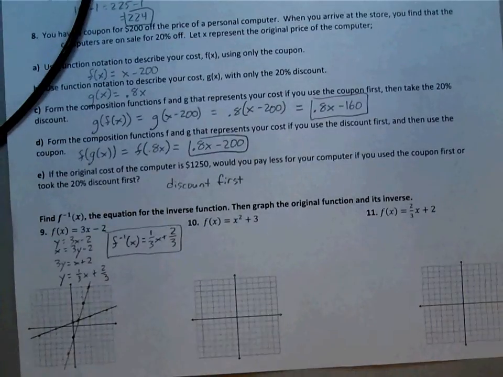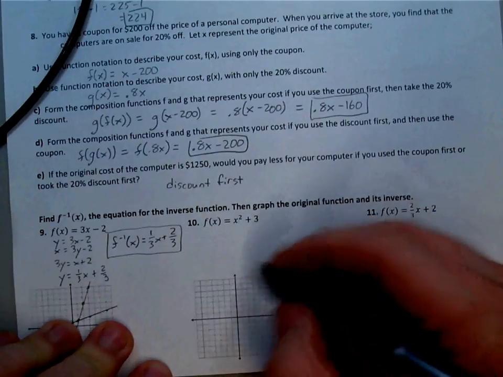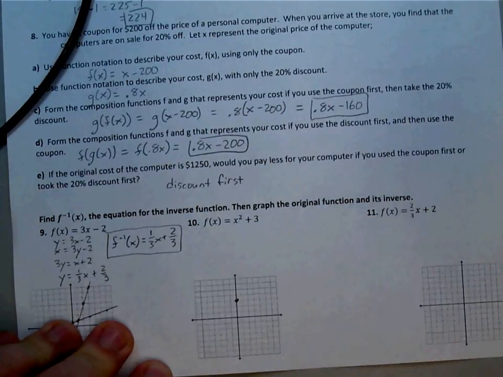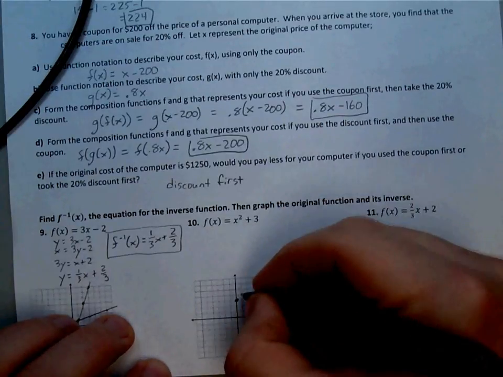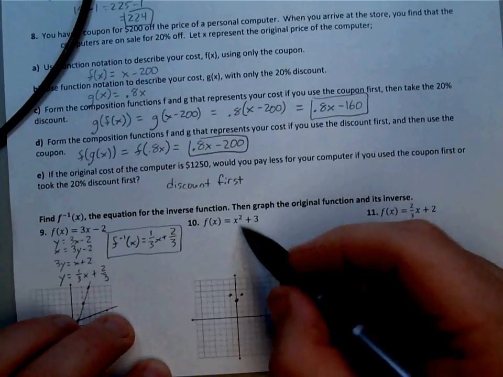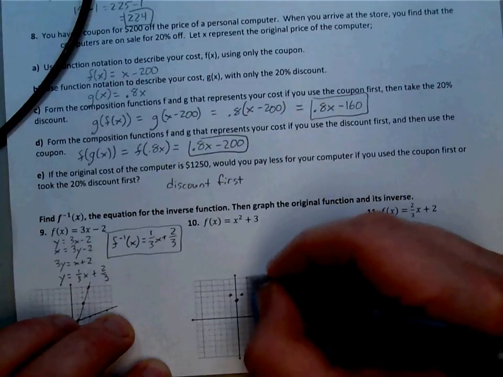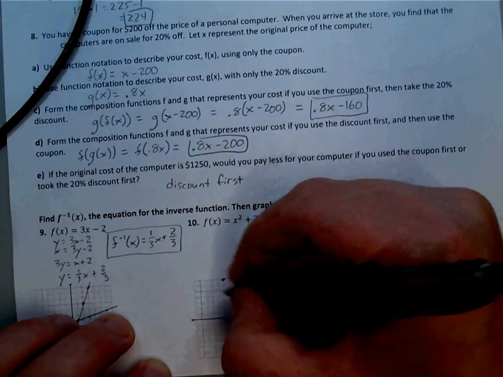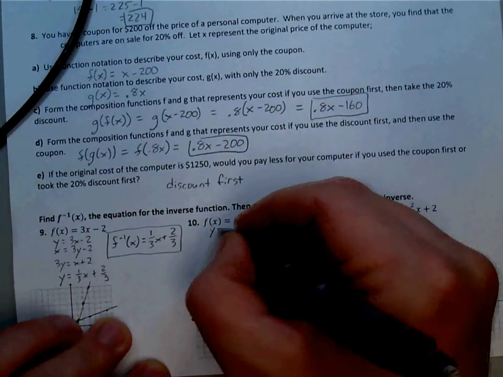Okay, number 10, x squared plus 3. 0, 3 is its vertex. If I plug in 1, I get 4, so 1, 4. This would be negative 1, 4. If I plug in 2, 4, 7. 1, 2, 3, 4, 5, 6, 7. There's the original.